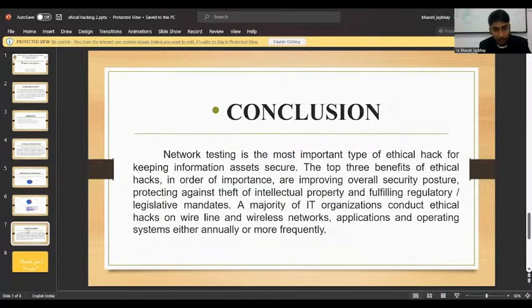Network testing is the most important type of ethical hacking for keeping information assets secure. The top benefits of ethical hacking, in order of importance, are preparation for security, processes against internet exposure, and regulatory related measures. A measure of IT organization control of ethical hacking covers wireless networks, applications and operating systems. Thank you.